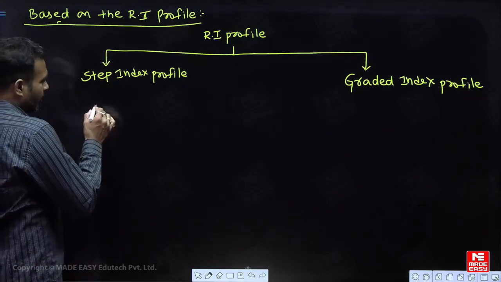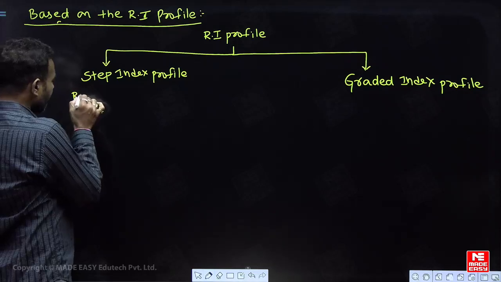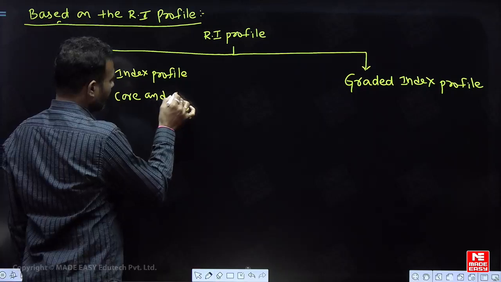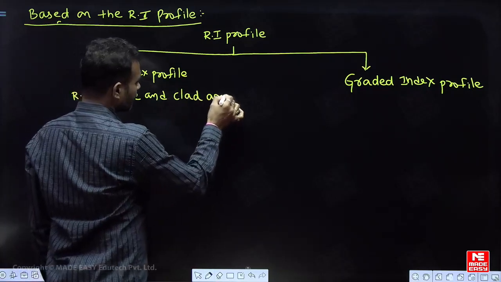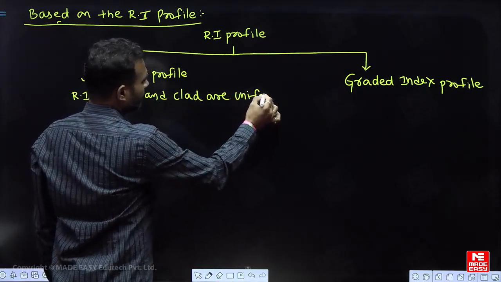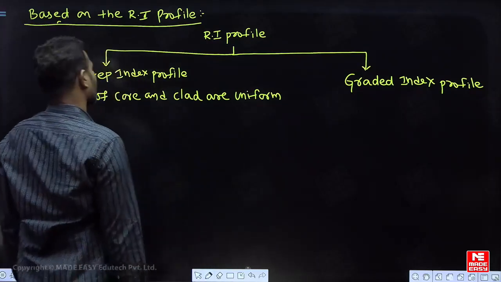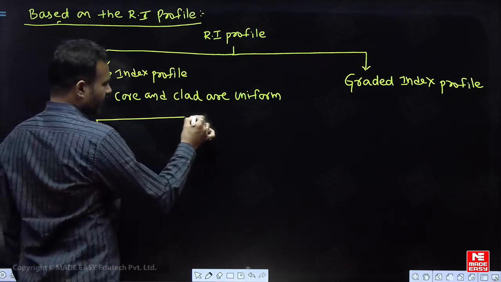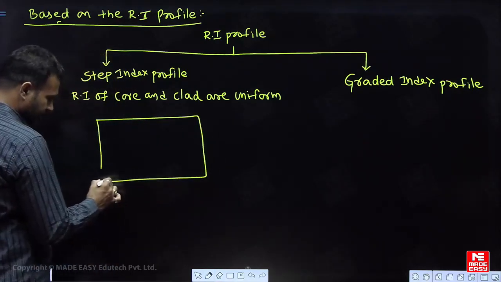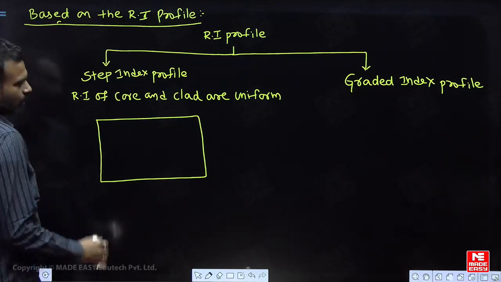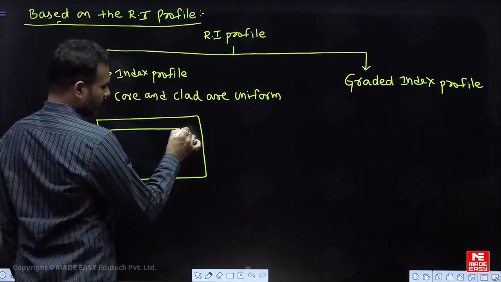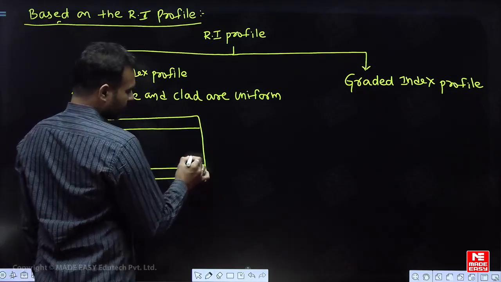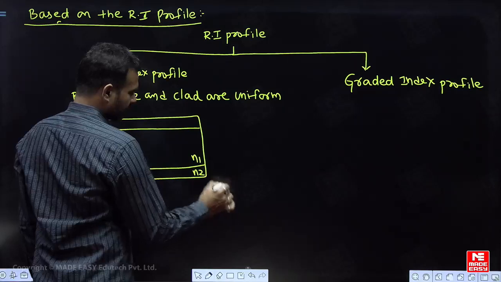When you talk about a step index profile, the refractive index of core and clad are uniform. If you see this one, this is the refractive index of core and this is the refractive index of clad. This is called N1 and this is called N2.